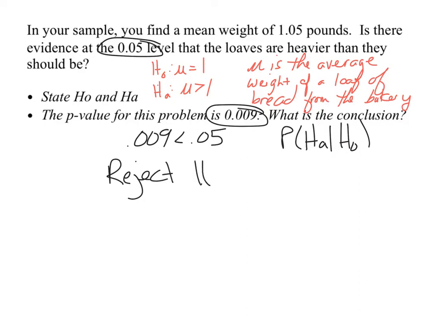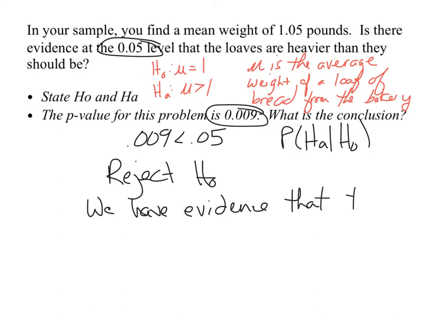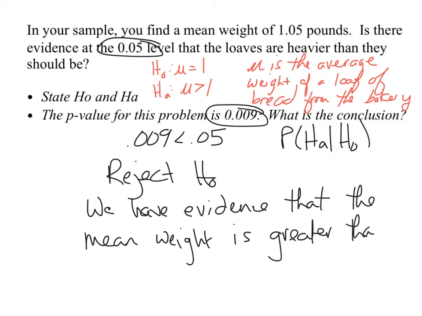Now, what does that mean in context? Well, we usually say then we have evidence that the mean weight is greater than 1 pound. Okay, so again, when the p-value comes out to be under the significance level, this 0.05 significance level, when the p-value is lower than that, we reject the null. If it is higher, we fail to reject.